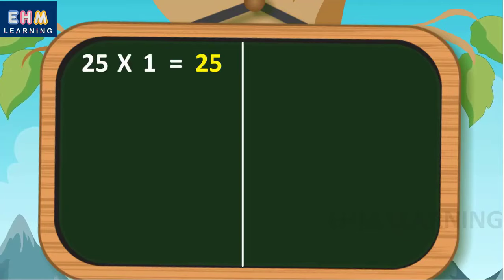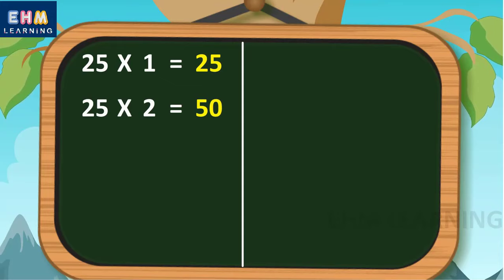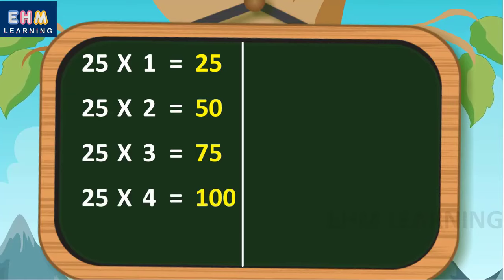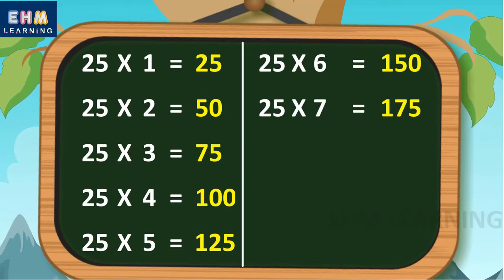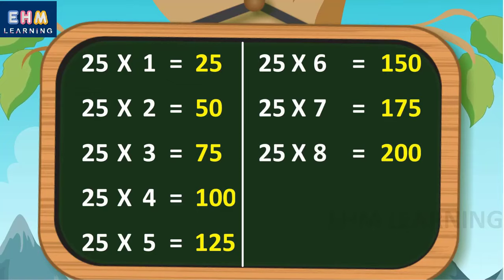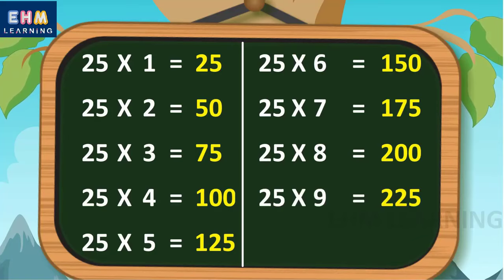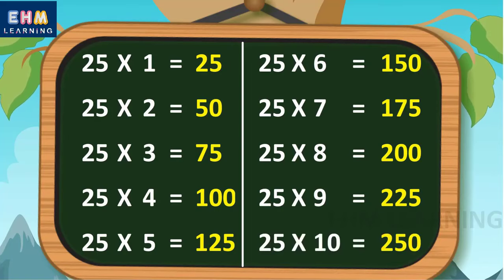25 ones are 25. 25 twos are 50. 25 threes are 75. 25 fours are 100. 25 fives are 125. 25 sixes are 150. 25 sevens are 175. 25 eights are 200. 25 nines are 225. 25 tens are 250.